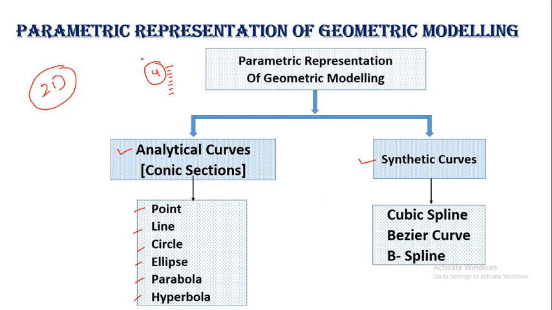In the second chapter, you have to learn how to draw the point, how to draw a line, how to draw a circle, ellipse, parabola, hyperbola, and the Hermite curve, also known as the cubic spline curve, the Bezier curve, and the B-spline curve. These are the geometry you have to learn by using the parametric method. The same geometry you can draw by using the non-parametric form also, but we are not going to discuss that. Okay, so first we will start with how to draw the point.